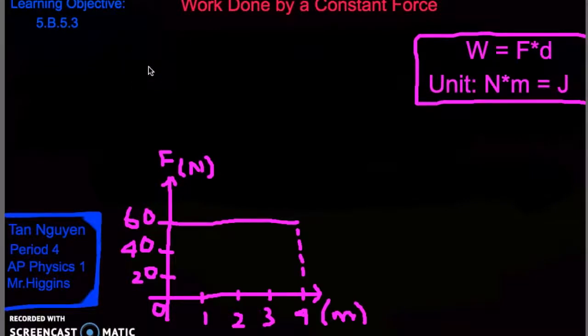Now let's go ahead and do a very simple practice problem that I found on the internet. A man exerts a force F horizontally on a block on a level surface, and the block moves a distance d. The question asks us to calculate the work done on the block by the man. So let's go ahead and draw the diagram for the problem.